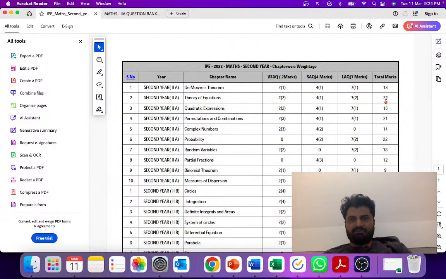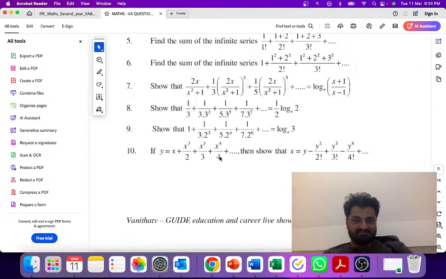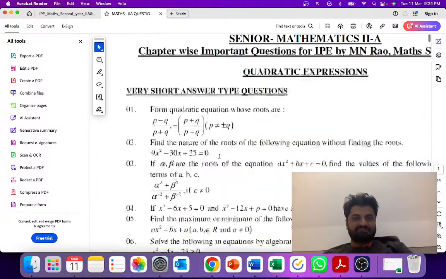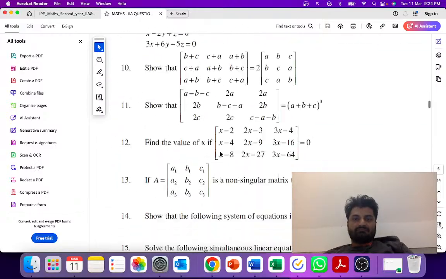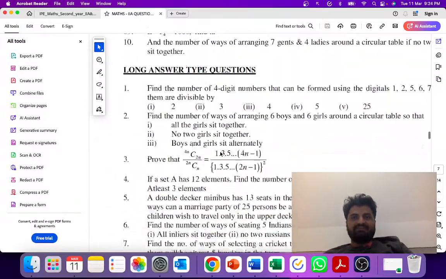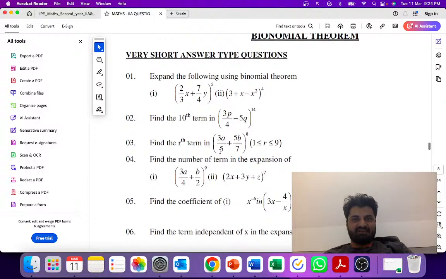Then we will come to other chapters like quadratic equations. Again, quadratic equations are also roots based. Binomial theorem carries 2 marks. I will show you what type of models can be asked in binomial theorem also. Generally the general term, those kinds of questions they will ask.